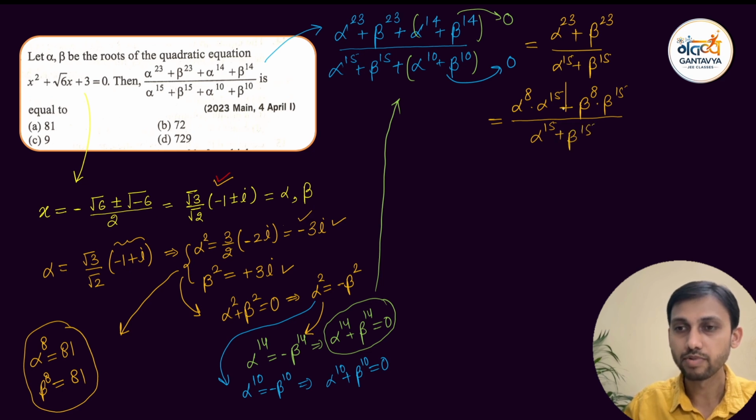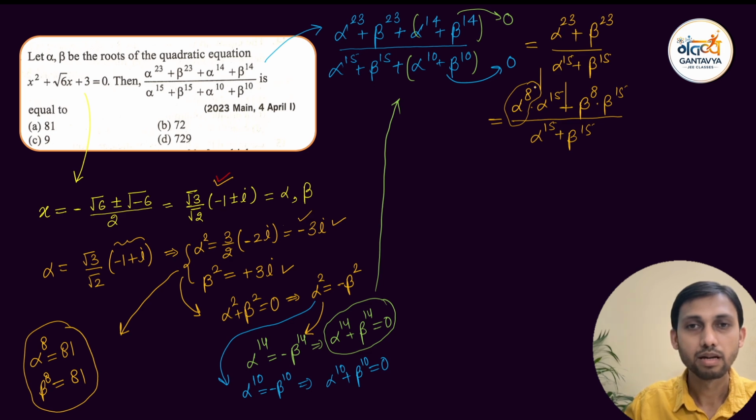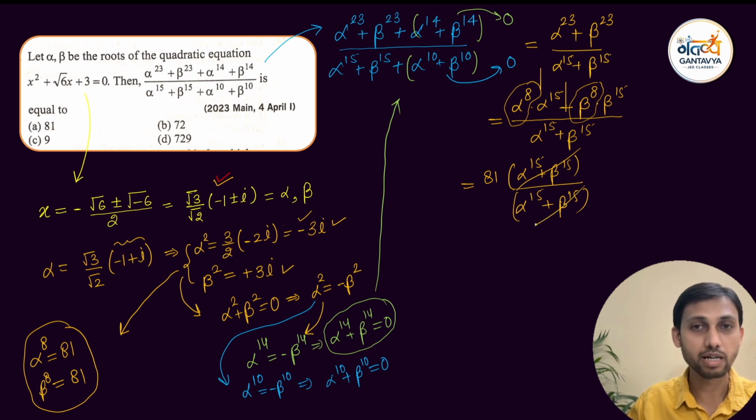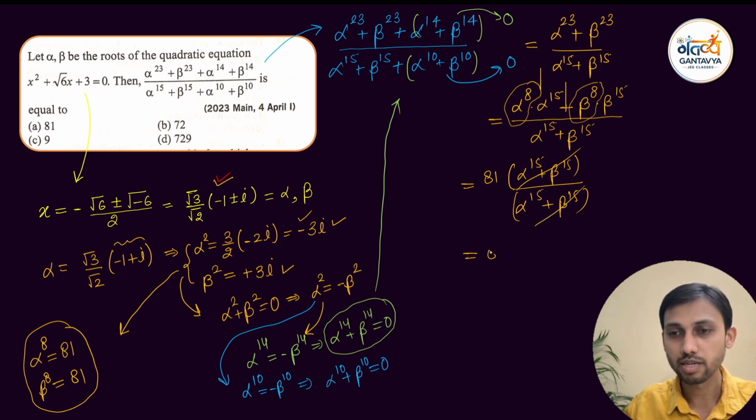Now, as we have derived, this alpha to the power 8 has a value 81 and beta to the power 8 also has a value 81. So I put this value, that 81 is taken common. In the bracket, we are left with alpha to the power 15 plus beta raised to the power 15. And the denominator is also the same, alpha to the power 15 plus beta to the power 15. So this entire term is cancelled without finding its value. We got our answer: it is 81.